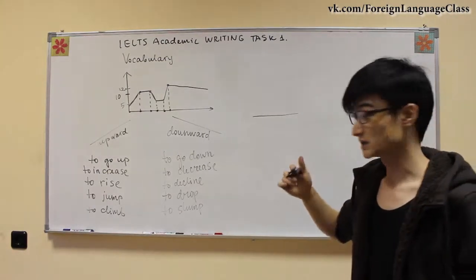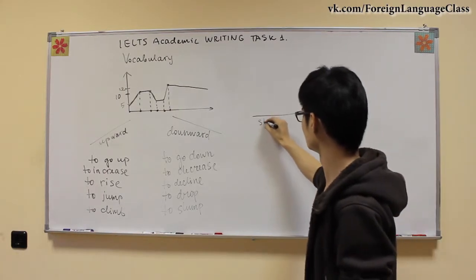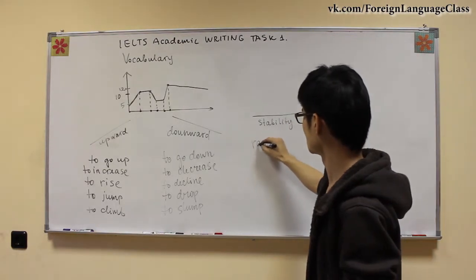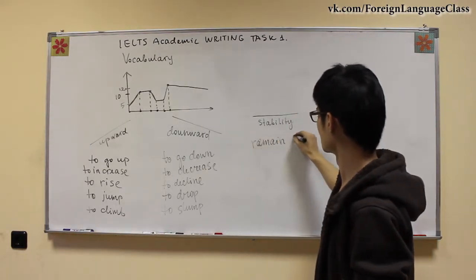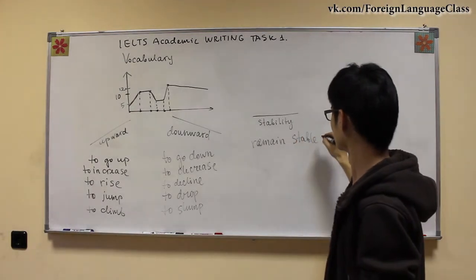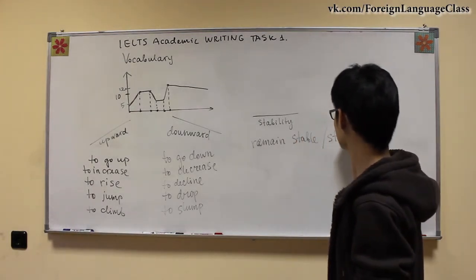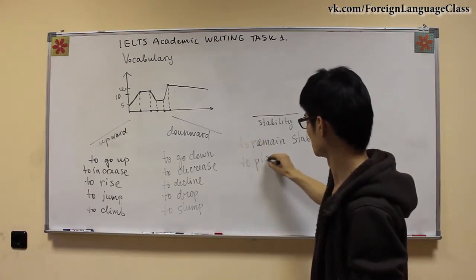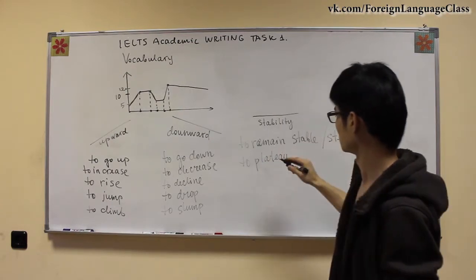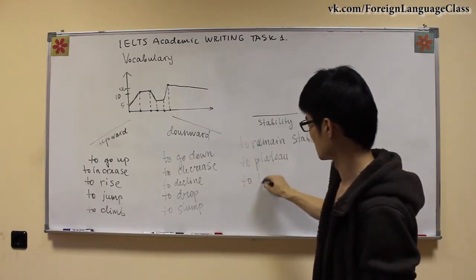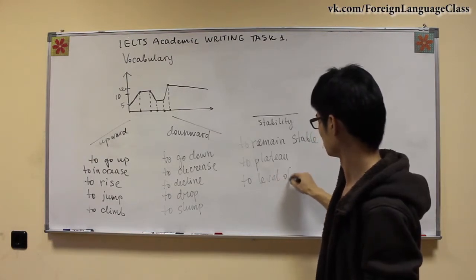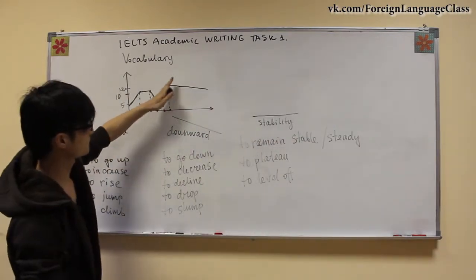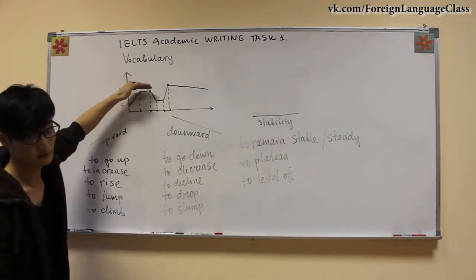To describe stability, you may use stability, remain stable, or steady, to plateau, to level off. For example, here it goes up and then levels off.